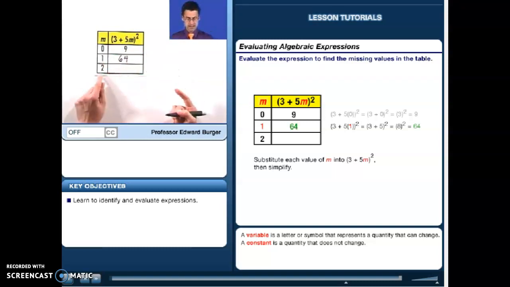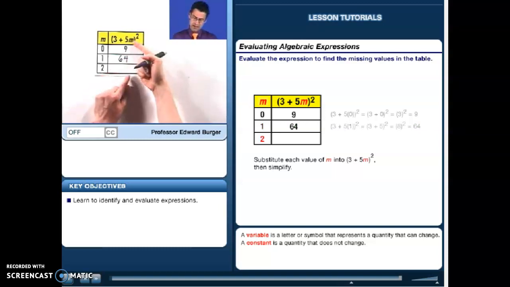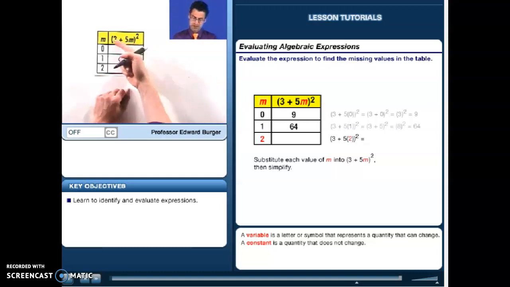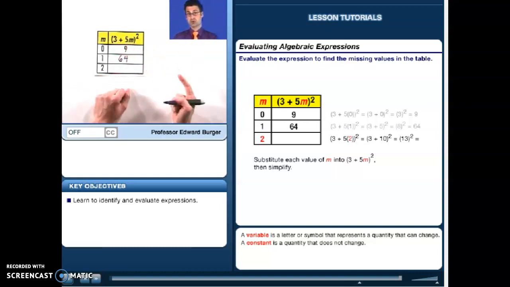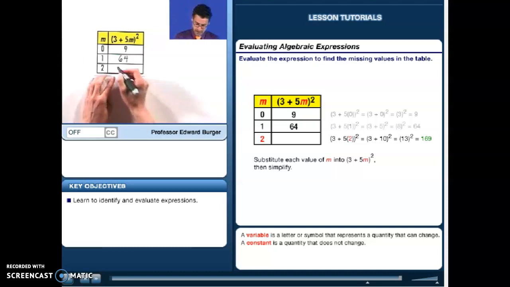Let's try another one. Let's let m equal 2. If I let m equal 2, then if I plug that in, I see 5 times 2. Well, that's 10, and I see 10 plus 3, that's 13. So now I have to square 13. But I happen to know, that's one of the ones I actually know, if you square 13, you get 169. I know that because I've been teaching math for a million years.